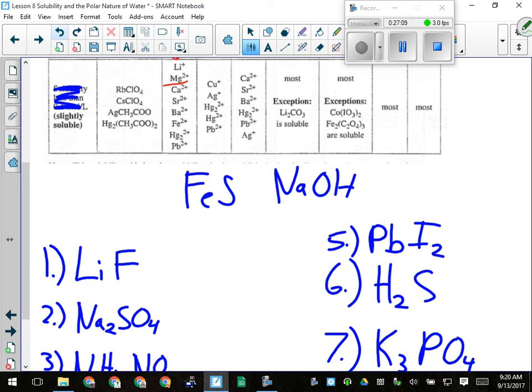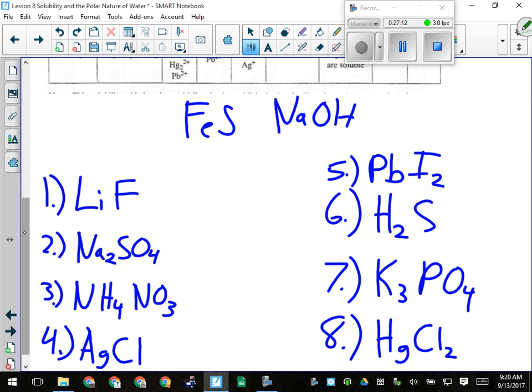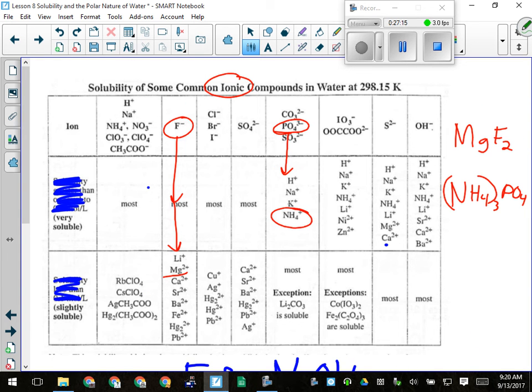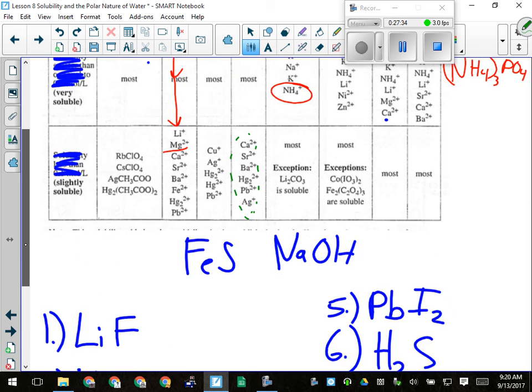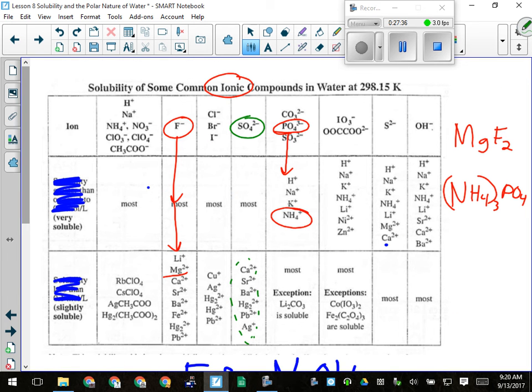Yeah? All right, second one, we got sodium sulfate. So we look for sulfate, okay? Sulfate is right here, and it says that it is soluble with most things, but not these things. Well, I don't see sodium in amongst that group. That must mean that sodium is part of most, and as a result, this compound is soluble. Okay, number 3, we got ammonium nitrate. Nitrate here, soluble with most things except for these really complex, weird, rare things. For all intents and purposes, anything that has nitrate attached to it is soluble in water. Nitrates are highly soluble.